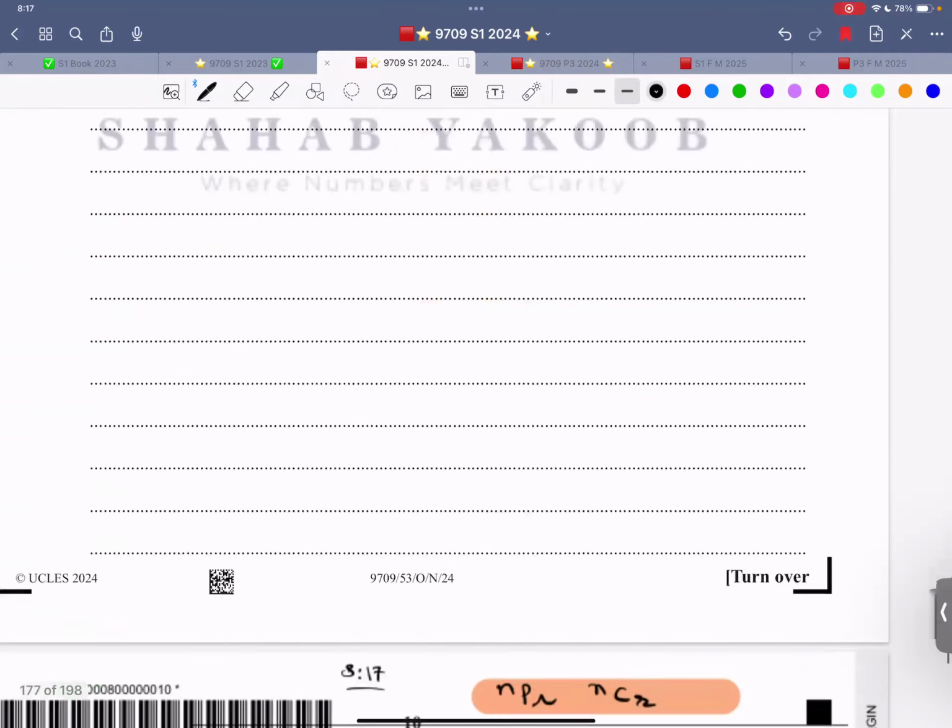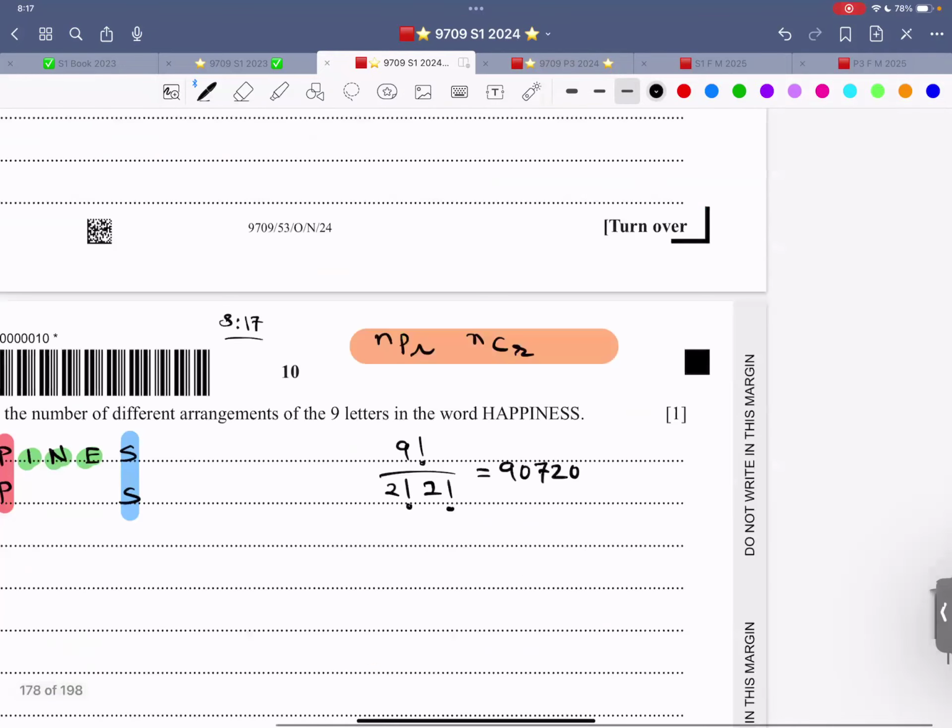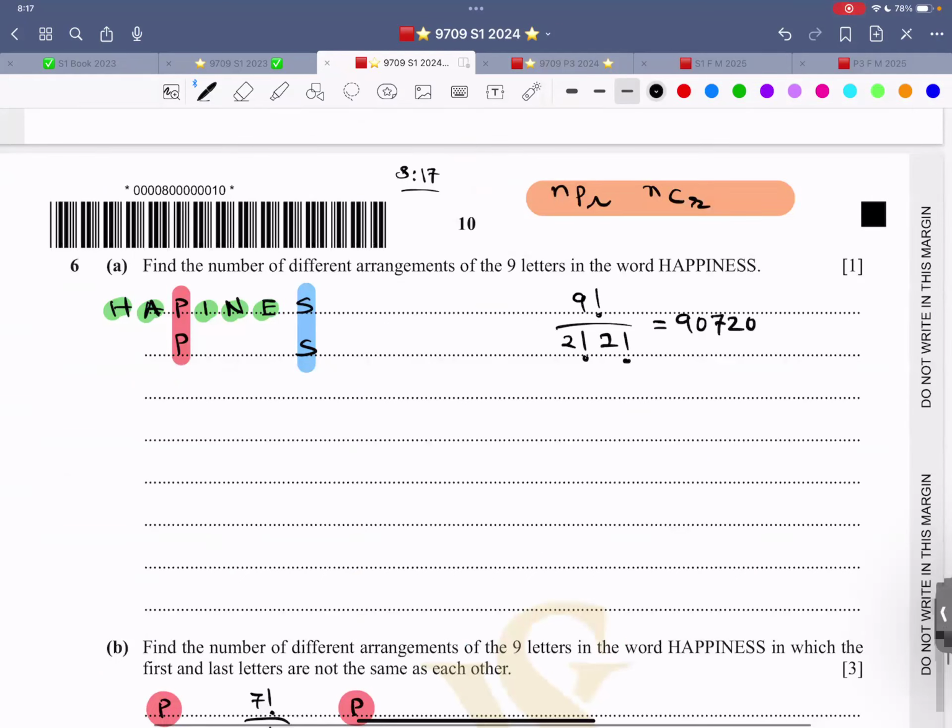Now, again, some difficult parts are there. So 1 and 3 is easy. So now the first 4 marks, they are the easy ones. Let's first try in this particular question. Find the number of different arrangements of 9 letters in the word happiness. 1 mark.